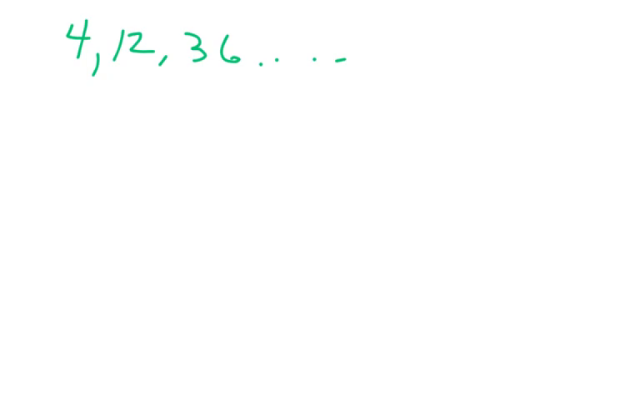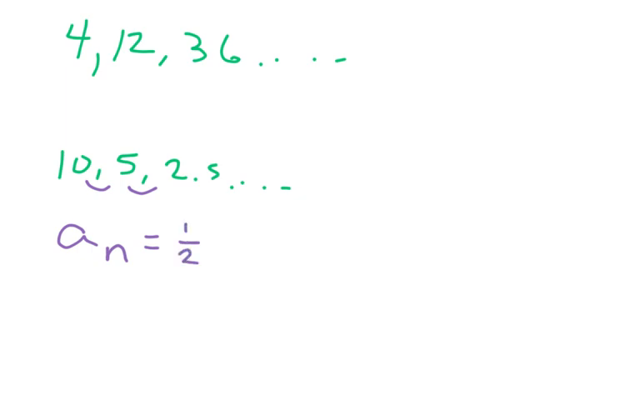Now, if you want an explicit rule, actually, let's first write a recursive rule from another example. Let's go 10, 5, 2.5. If I said write the recursive rule for this, you would notice that you're multiplying by a half, so that makes it geometric. The recursive rule is multiplying by 1/2 times the previous term, and I have to declare the first term to be 10.